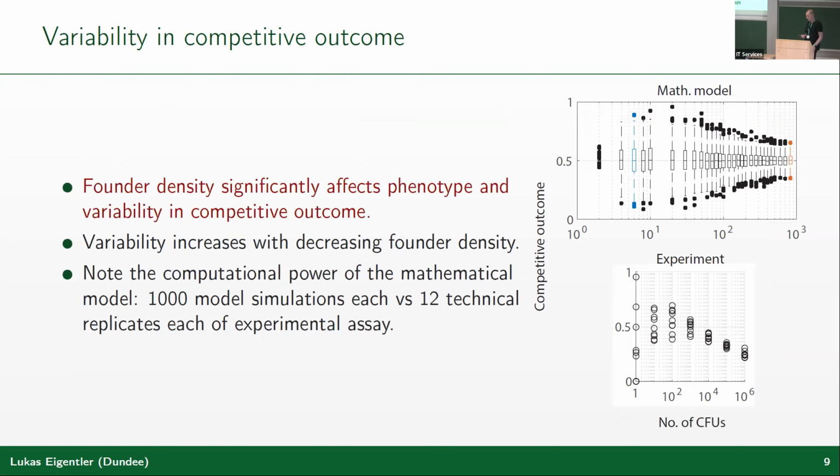And this is really where the power of the mathematical model comes in, because if you observe variability, one sort of brute force approach is to just repeat the experiment many different times. The power of the model is that it is much easier to scale. So there we were able to perform 1,000 replicates for each founder density, whereas in the experiment we had to restrict ourselves to just 12. But essentially in both cases, we saw this increase in the variability of competitive outcome for decreasing founder densities.